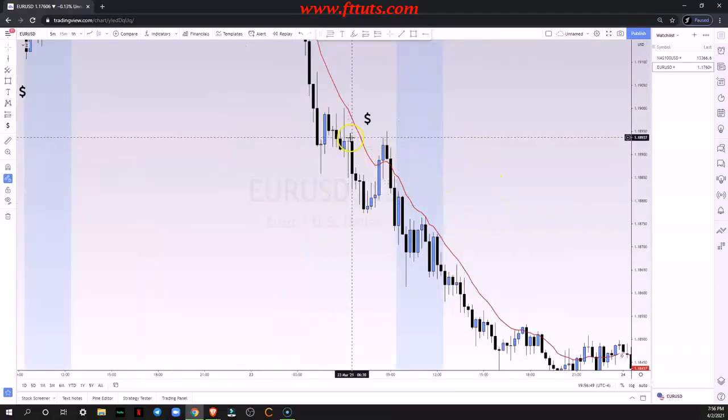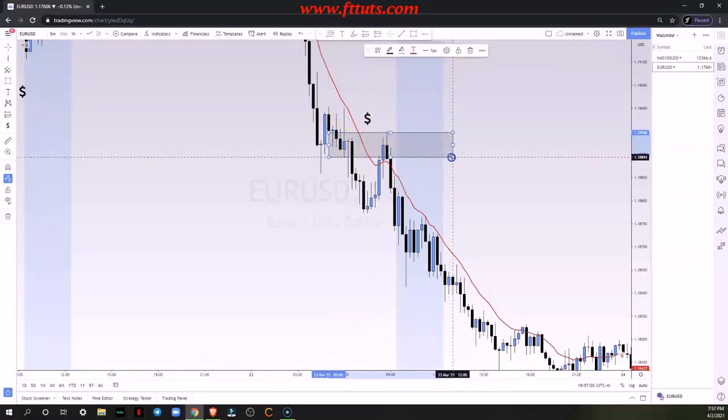We have aggressive selling right here. This is the beginning of the move that started the aggressive selling. What is this? This is supply. So we will draw our box right at the beginning of that move.